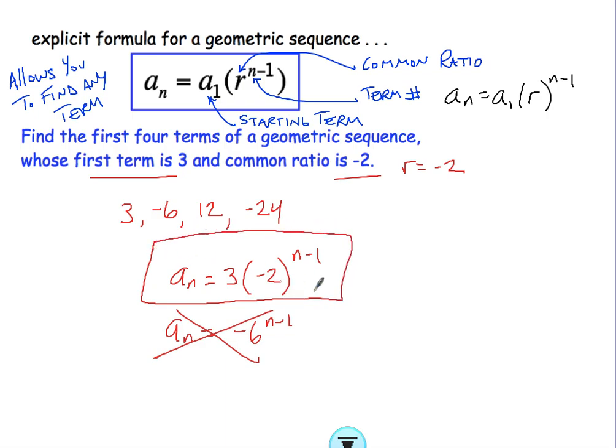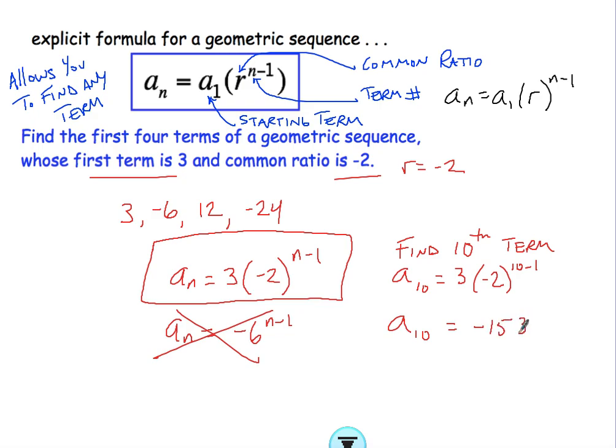And then if I wanted to find any term, like let's say I wanted to find the 10th term, all I would have to do is plug in a 10. So my a sub 10 is my 10th term. 3 times negative 2 to the 10 minus 1. And then I would just type this in my calculator. So I would type in 3 times negative 2 to the 9th power, and you should get negative 1,536. You should try typing that in your calculator to make sure that you did it correctly.